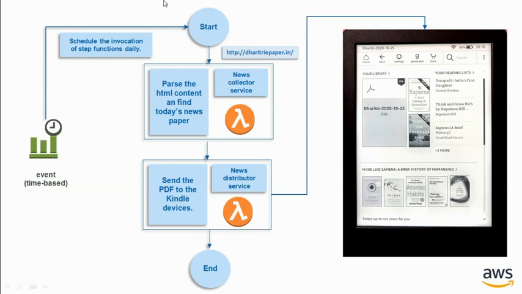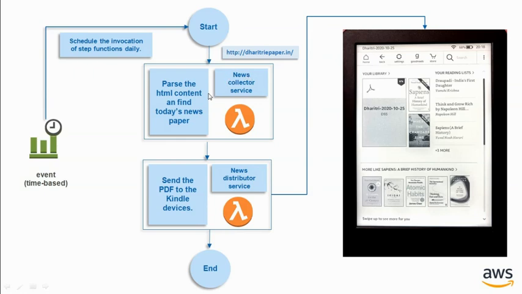This section is actually the flow that I explained to you. This section is coded inside a step function. The step function consists of two states. One is the news collector service. This is one state. And the second state is the news distributor service.